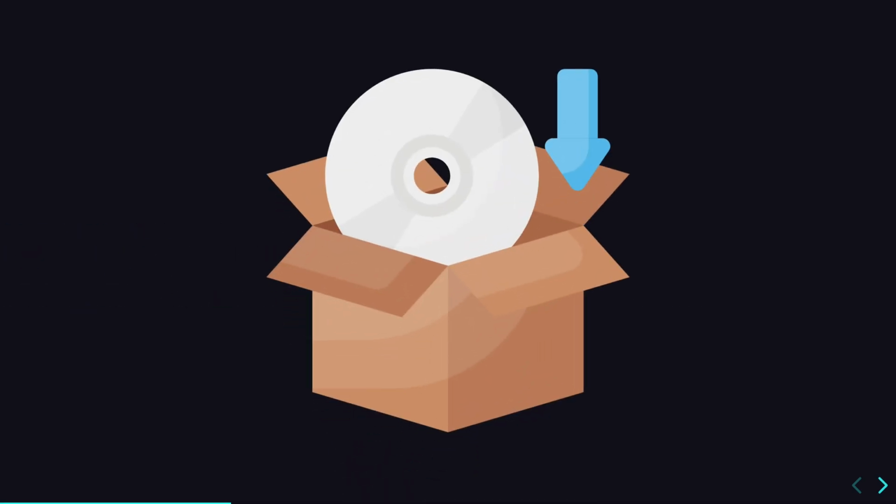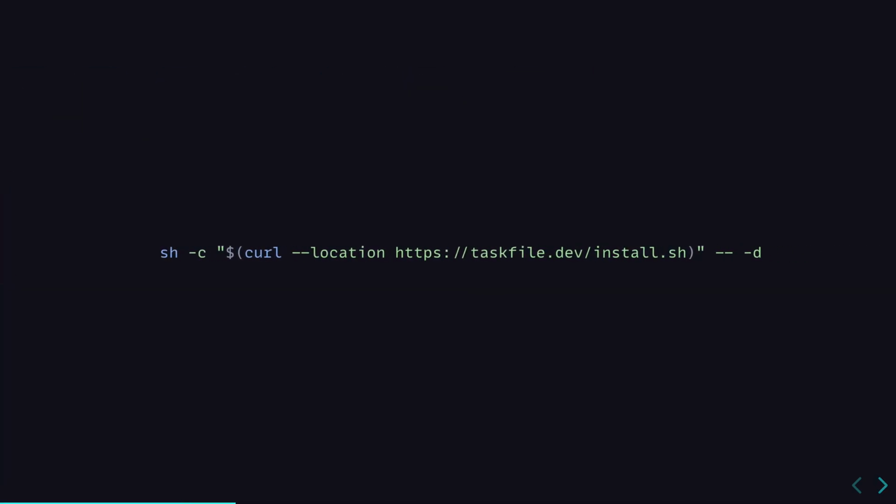So let's get started. Let's take a look at how you can install task files. They recommend using this curl script, which will install it in the correct location and handle all the other stuff that you need. Because it's built in Go, it compiles down to a single static binary, so it doesn't need any other dependencies. You could do Go install, but you might not get the stable version. So this is the way they recommend.